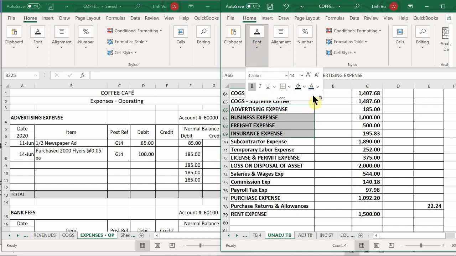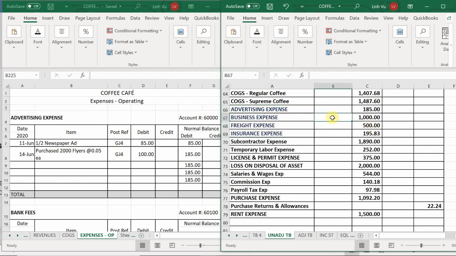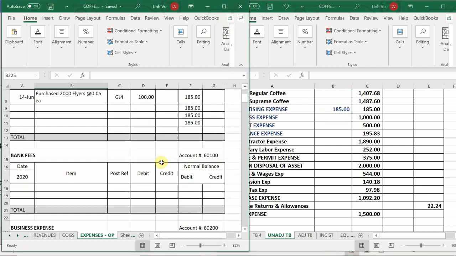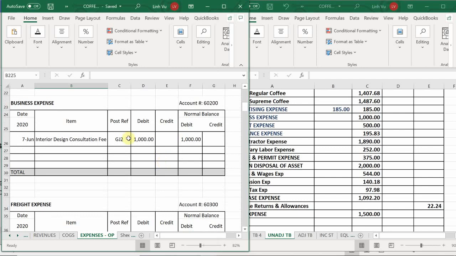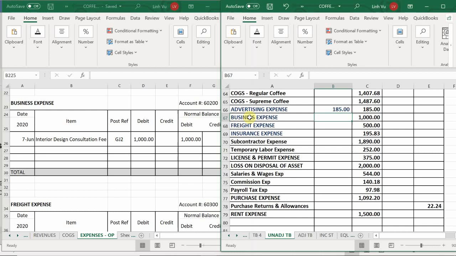Okay. So here, advertising expense is a main account, which we see right here, we know that it's 185. So I'm just going to go ahead and copy that account right there. So for 185. Okay. We don't have bank fees yet. Business expense, yes, that's a main account. Okay, business expense. All right, and it's still $1,000, so I'm going to copy that cell over here.